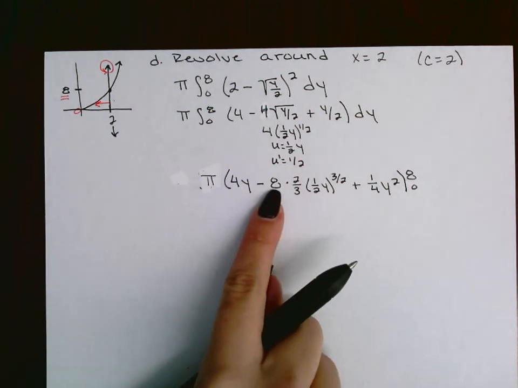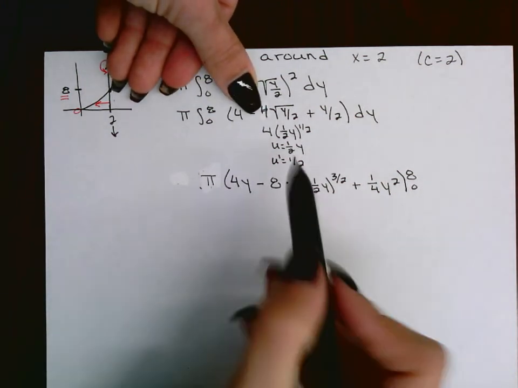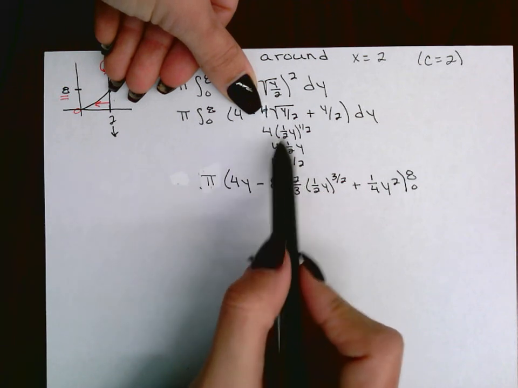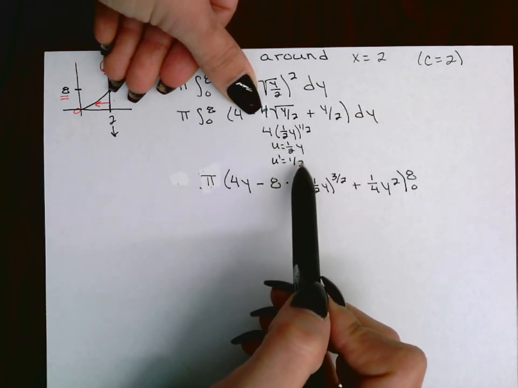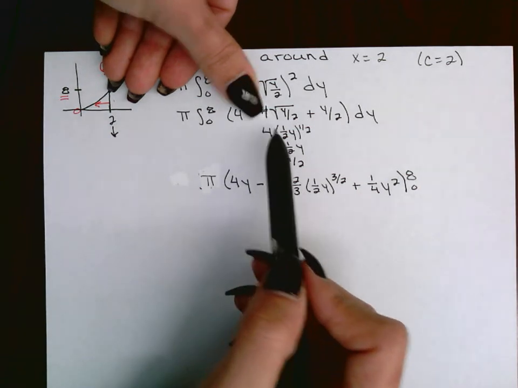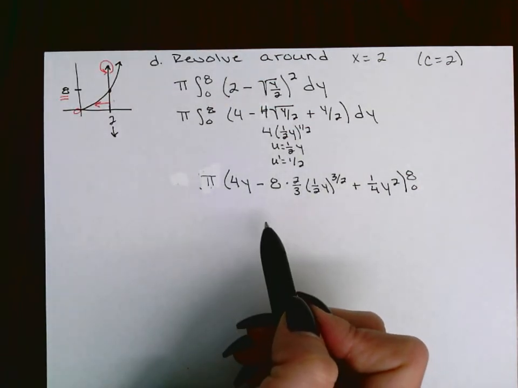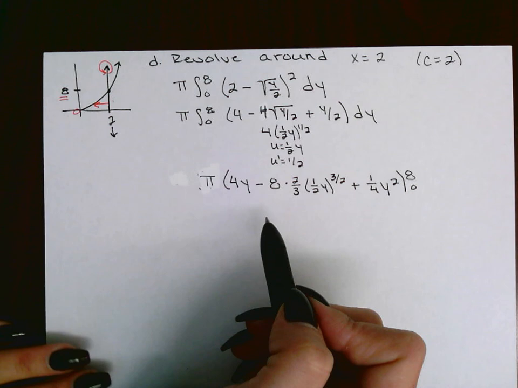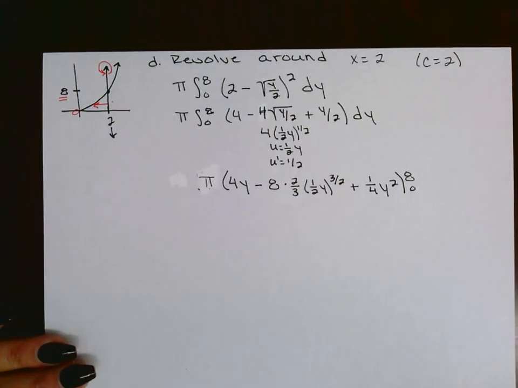So I had a 4 here. If I was missing a half, because the derivative of the inside would be 1/2, technically I'd need to put a 2 outside, so the 2 and the 4 make the 8. So this is a really messy f of b minus f of a.